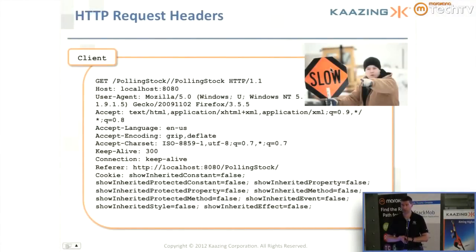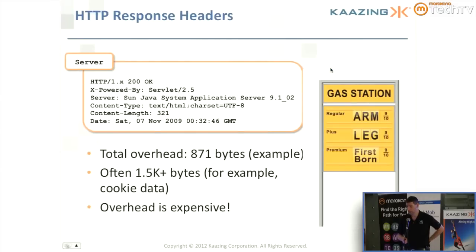So, for example, from the client to the server, a typical request can be anywhere from 500 to 2,500 characters of extra HTTP overhead, unnecessary network traffic. From the server to the client, it's usually a little bit less, right? So the ratio is usually heavily on the request.